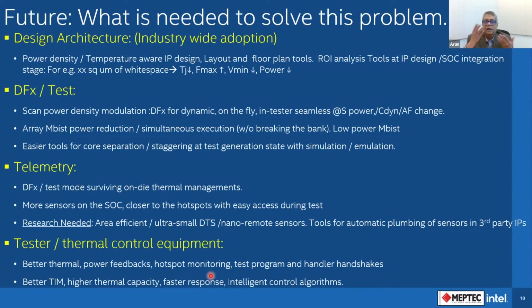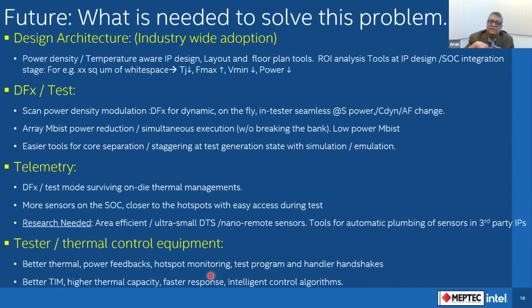or is there a functional problem over there, right? Telemetry, of course, we need more DFX, on-die thermal management, which doesn't get killed in DFX mode. If it is there, it will be great. I think that is a great investment we can do. Of course, more sensors on SoC, more thermal sensors all over the silicon, especially within the hotspot, will be great. There is research needed because area efficient, ultra small DTSS, if it can be peppered around the entire IP, especially third-party IPs, with automatic plumbing, it will be very good, right?